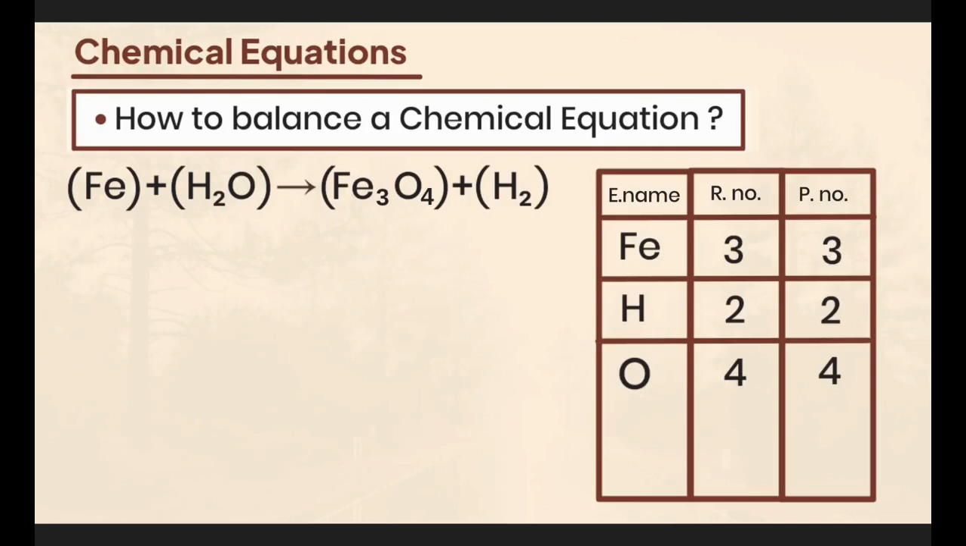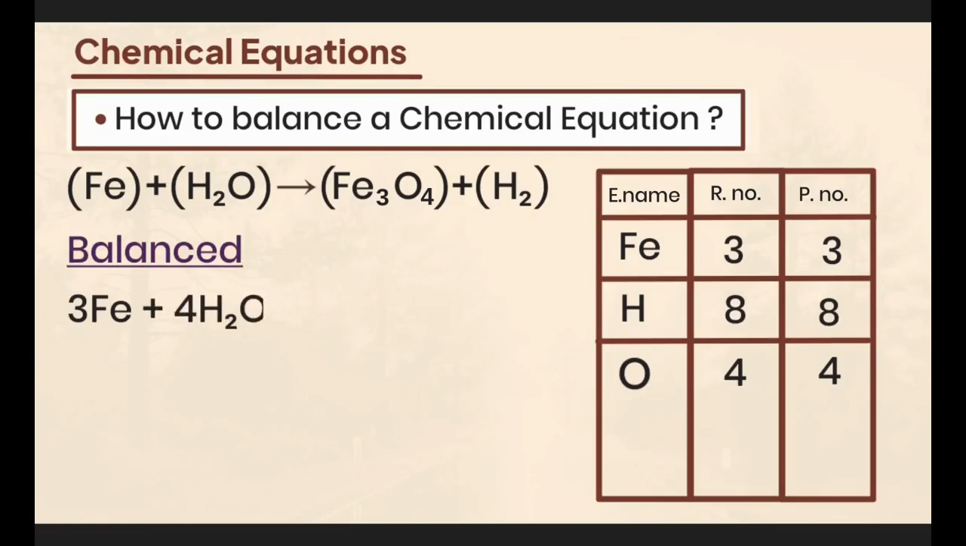The hydrogen count will change, because when we write 4, it becomes 4 into 2, which is 8. So we have to change the hydrogen count on both the reactant and product sides to 8. So we have to write 2 into 4 on both sides. So it is balanced: 8 and 8, 4 and 4, and 3 and 3. Iron is 3 and 3, hydrogen 8 and 8, and oxygen 4 and 4. To balance it, we write 3 in front of iron and 4 in front of water, giving Fe3O4 plus 4 in front of the hydrogen, and 4 in front of H2O.